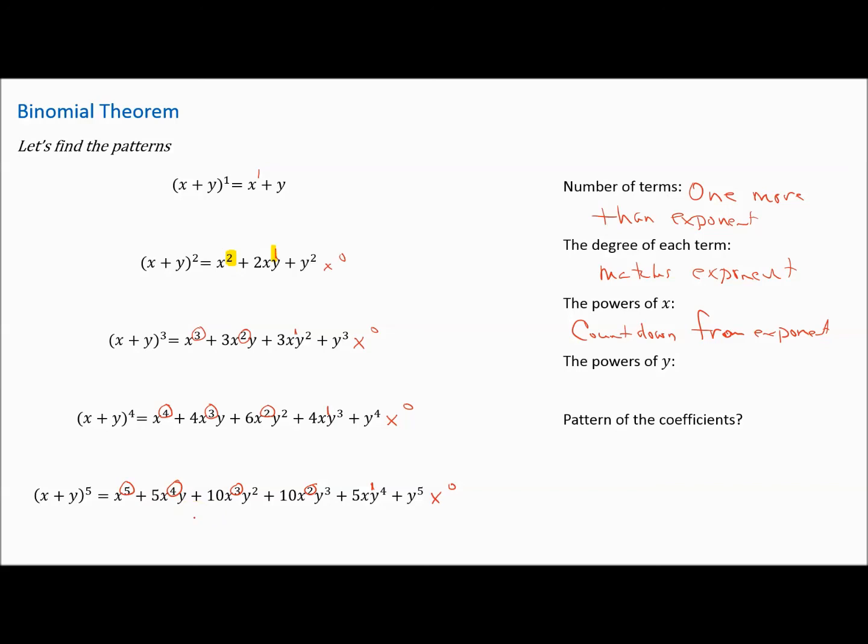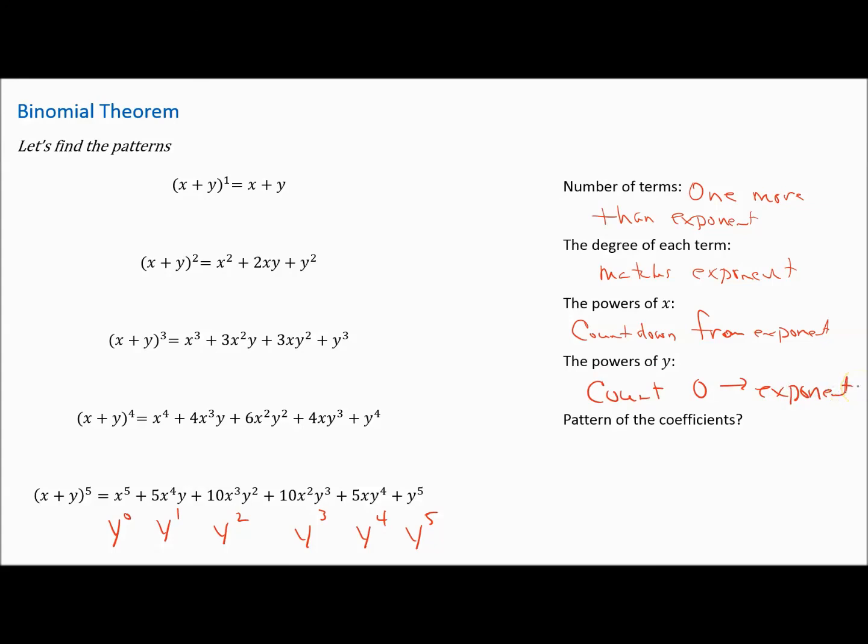So you count down. On the other hand, what are the powers of y doing? Let's go back and take a look at all the y's. And let's just look at the last row, because all these have the same pattern. Look, this is y to the 0 right here. That's y to the first, y to the second, y to the third, y to the fourth, and it stops at the exponent. So the powers of y count from 0 up to the exponent.